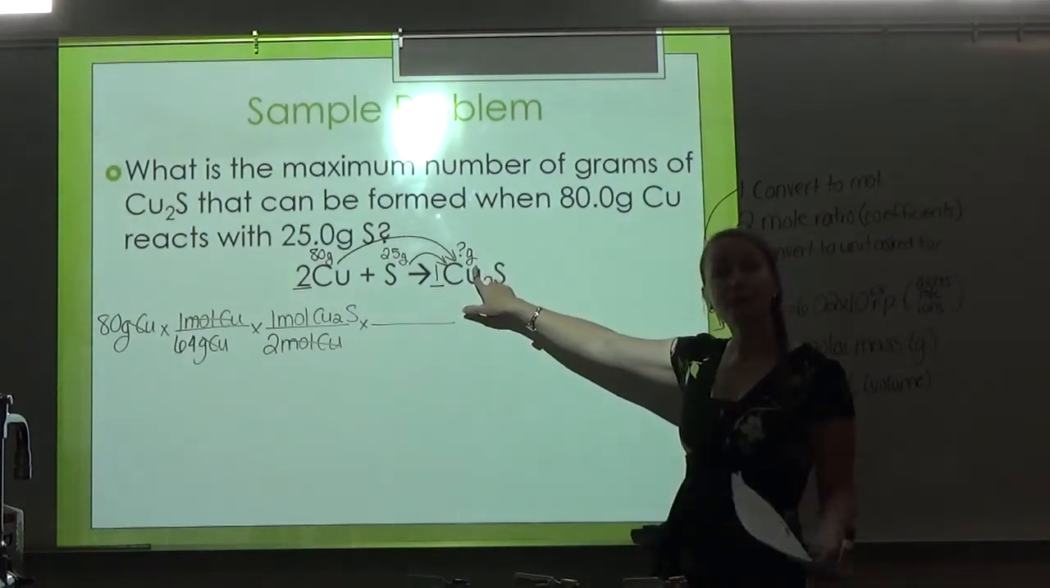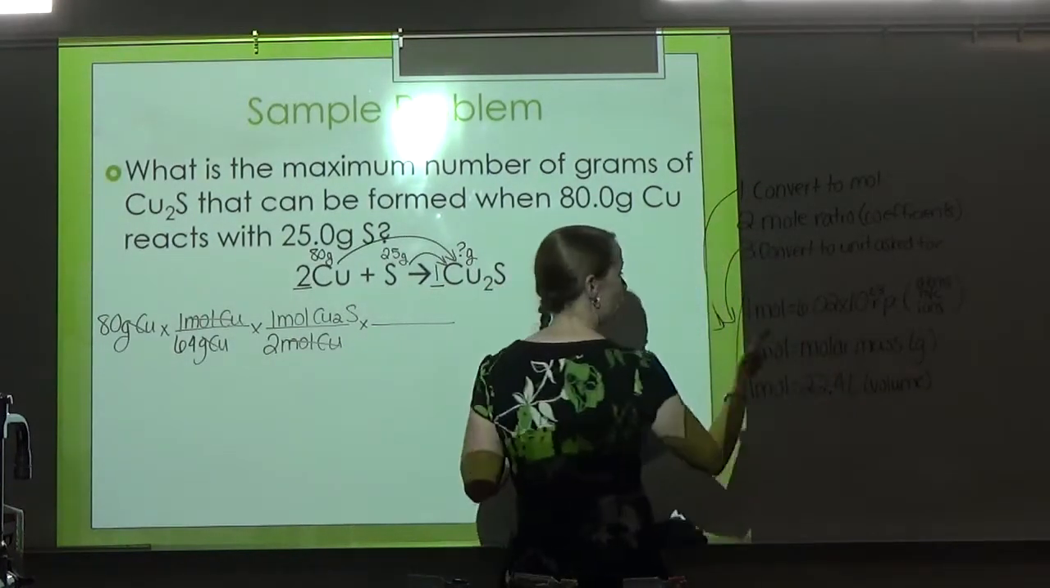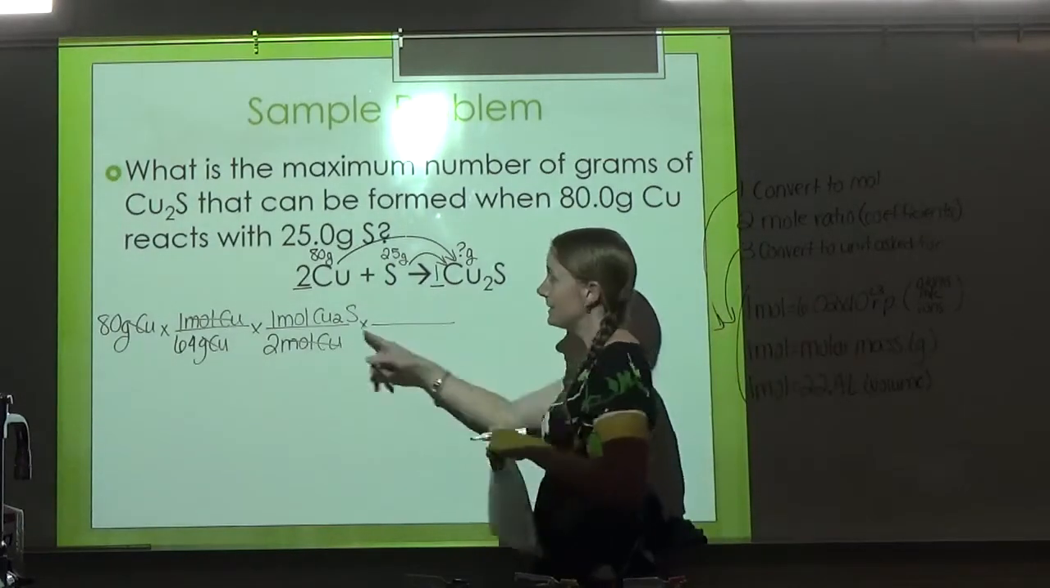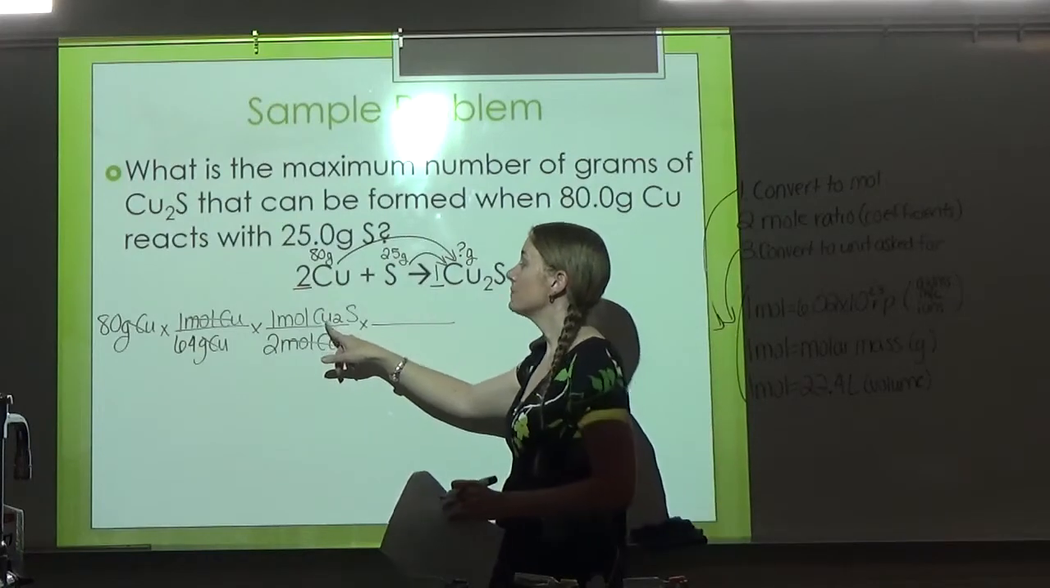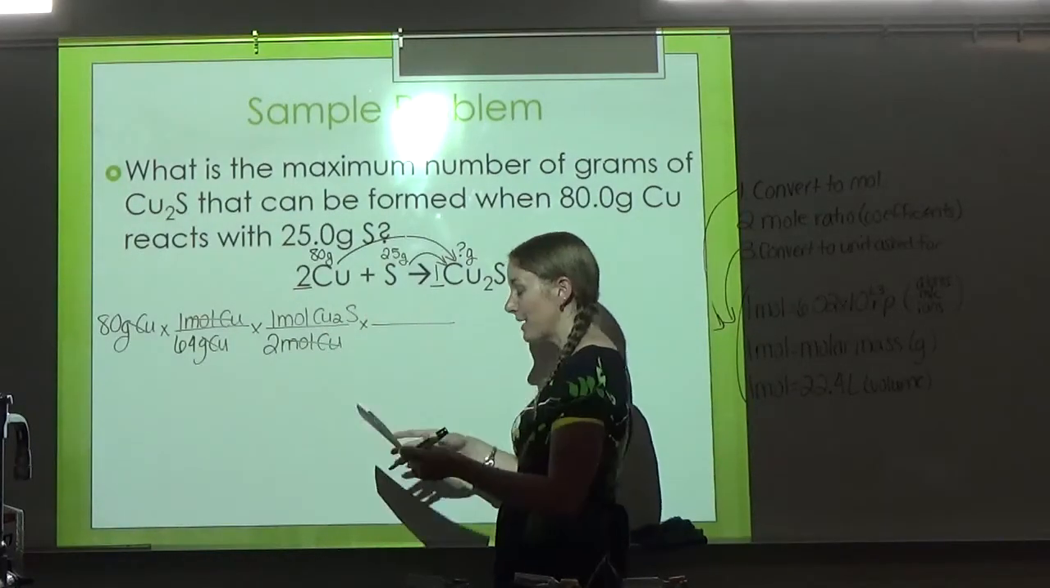It asks me for how many grams of our product. So if I'm going to grams, I'm going to use molar mass, but this time I'm going to use the molar mass of Cu2S. So Cu is about 64 times 2, S is about 32.